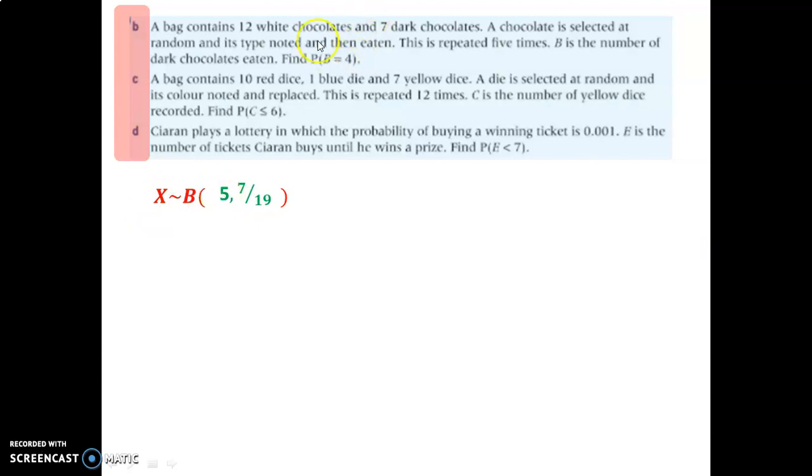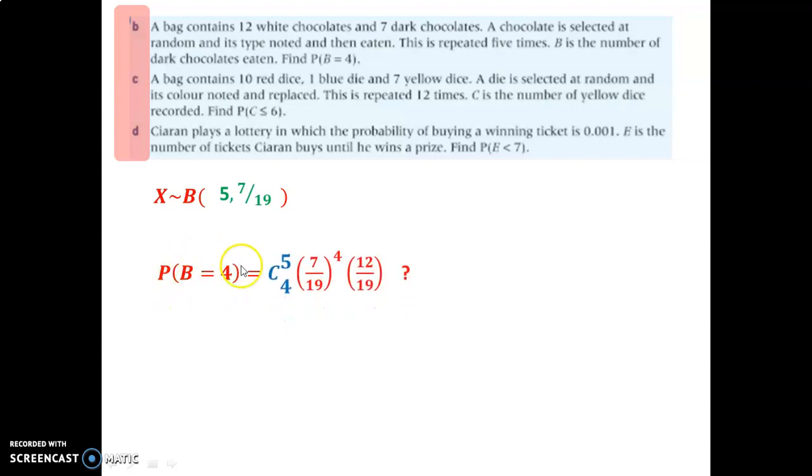And in here, we're picking 5 chocolates. So there's 5 trials. And the chance of getting a dark chocolate is 7 chocolates out of a total of 19 chocolates, because you add those up. So 7 out of 19 is your chance of getting dark chocolate. Then we can continue and set up the probability statement.